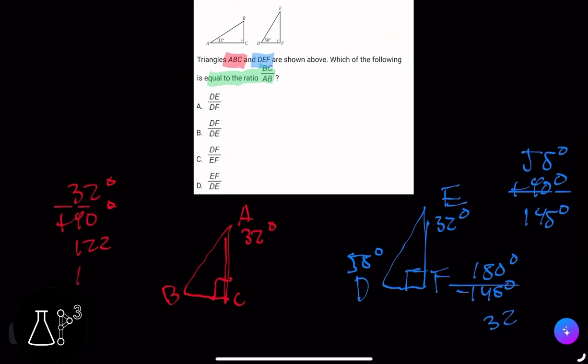So 180 minus 122 gives me 58. 58 degrees, and that correlates to B. So B equals 58 degrees. Notice how D and B equal 58, A and E equal 32, and C and F equal 90. So those are all the angle measures that are correlating to each other. So B equals D, A equals E, and C equals F.